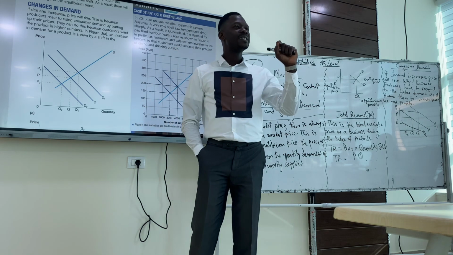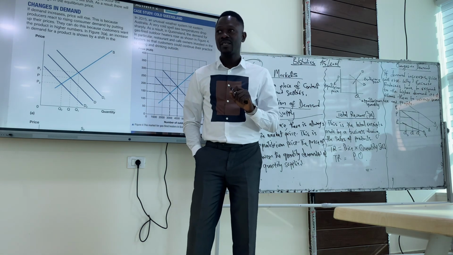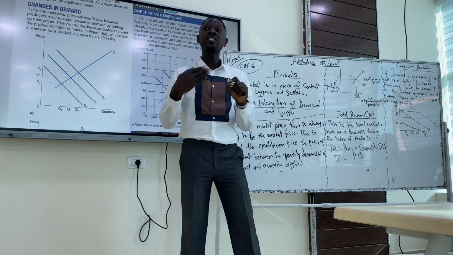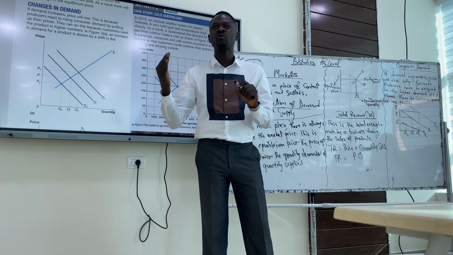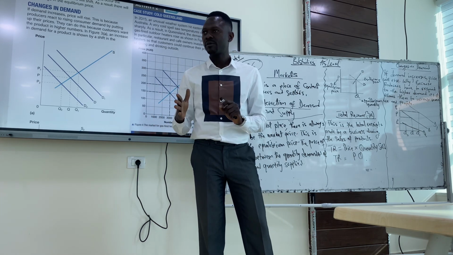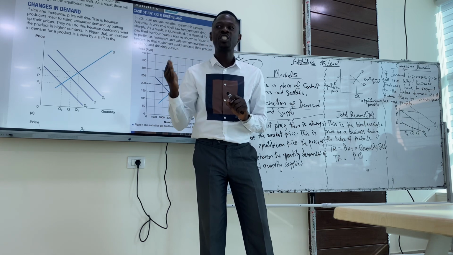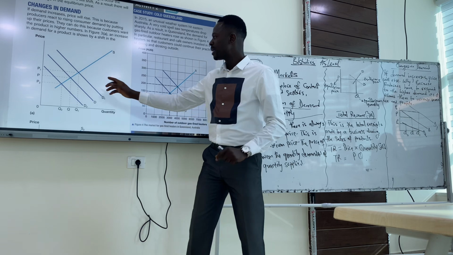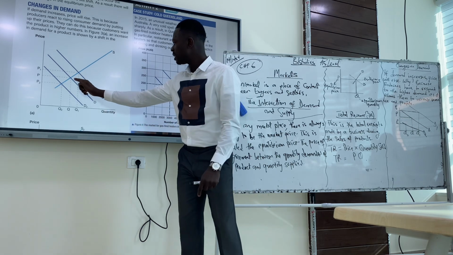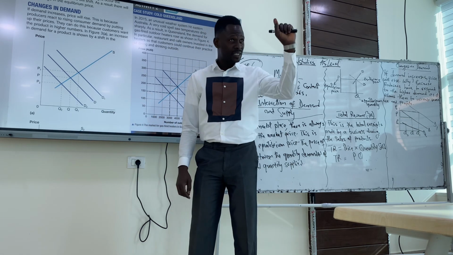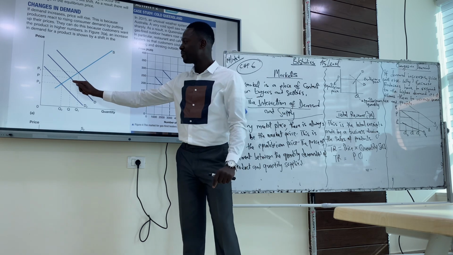As soon as the quantity demanded of that product increases, an increase in demand will bring about a rightward shift in the demand curve. The demand curve will shift rightward from D to D1. That is the first situation. The demand curve will shift rightward from what? D to D1.